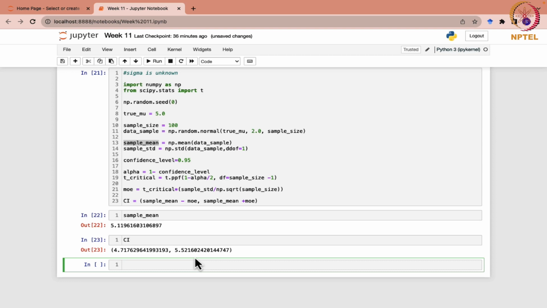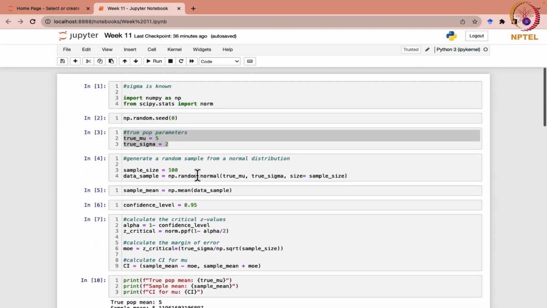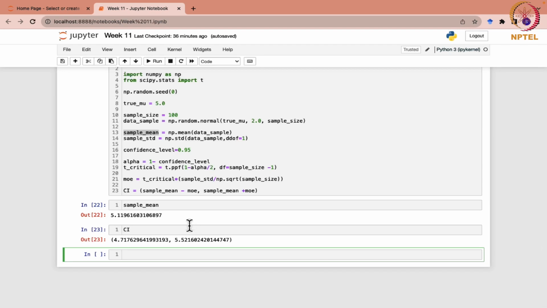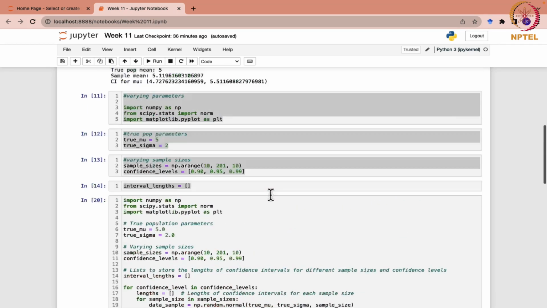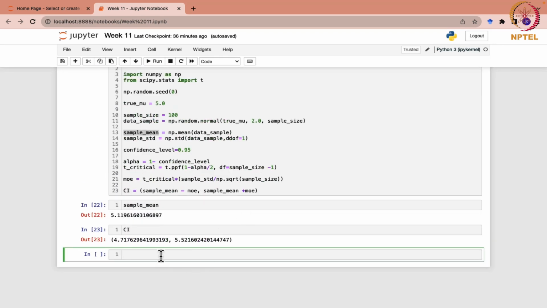Earlier we saw the case when sigma is known, so we used the normal distribution in that case. Instead of t.ppf, if you can recall, we used norm.ppf from the normal distribution. Since here we are using t, we have written it for the t distribution, and then the margin of error is calculated. You can give a proper command for printing, as we have done earlier also, that prints the true population mean, sample mean and confidence interval. Here I have directly written it.